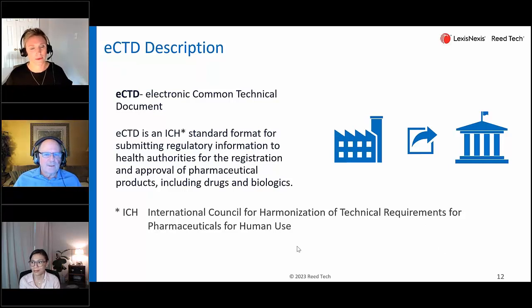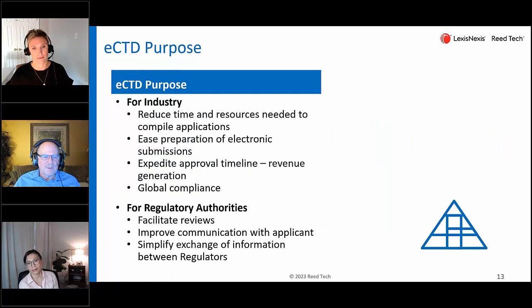Very good. Let's take a look at some of the purposes. I think you might have touched on some of these, but there are some purposes and some advantages that might be good to cover at this point. Yeah, thanks, Gary. So if you could just advance it once more for the advantages, that would be great.